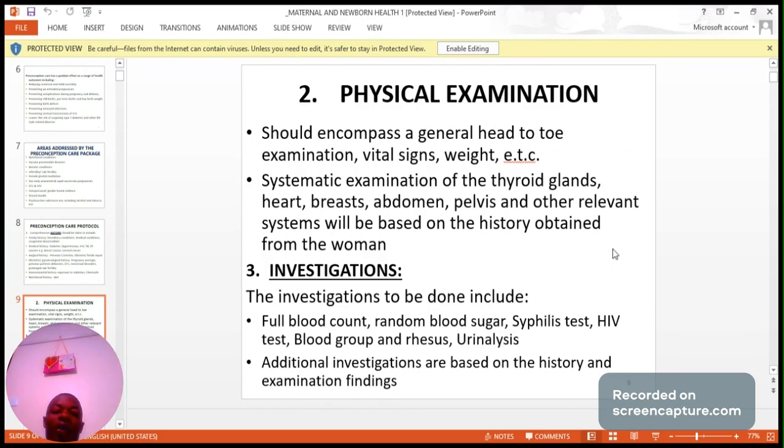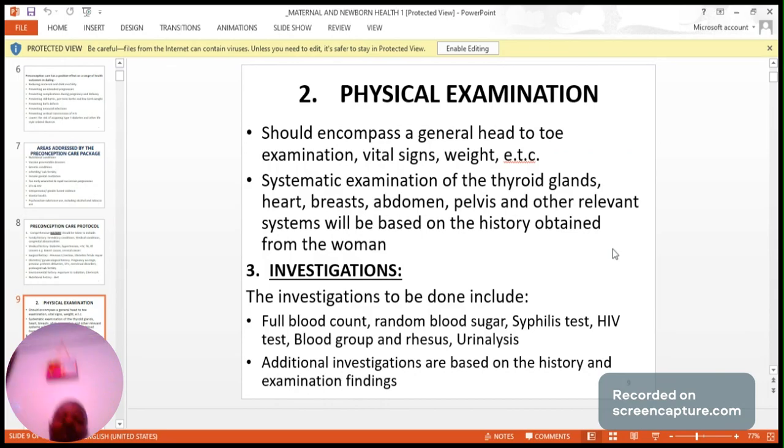For systemic examination, check the respiratory system, the endocrine system like the thyroid gland, the heart, the breast, the abdomen, or just say the gastrointestinal system, the pelvis and reproductive system, to see if the pelvis is adequate. The relevant systems will also be based on the history obtained from the woman.